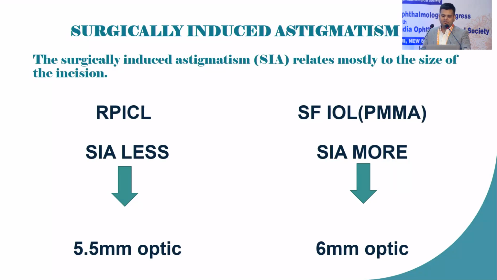First of all, we start with surgically induced astigmatism. SIA is always related to the size of the incision. In retropupillary iris claw lens, SIA is less compared to scleral fixated PMMA lenses because of the smaller optic size, which is 5.5 mm. So there is lesser SIA in retropupillary iris claw if we compare with SFIL.